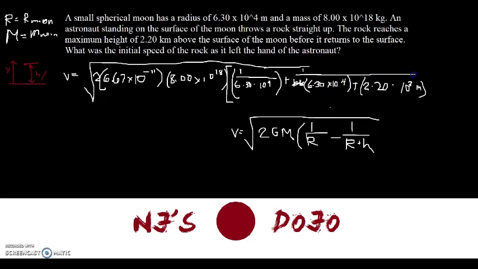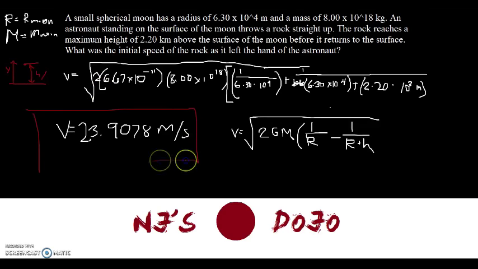Okay, so once we calculate that, we inevitably get the velocity being 23.9078 meters per second. And that's how we get the initial speed of the rock as it left the hand of the astronaut.